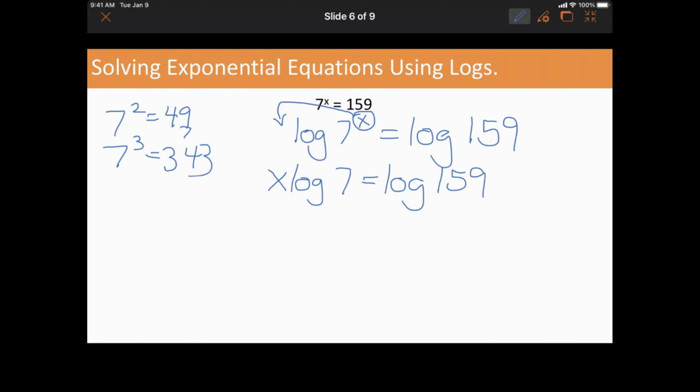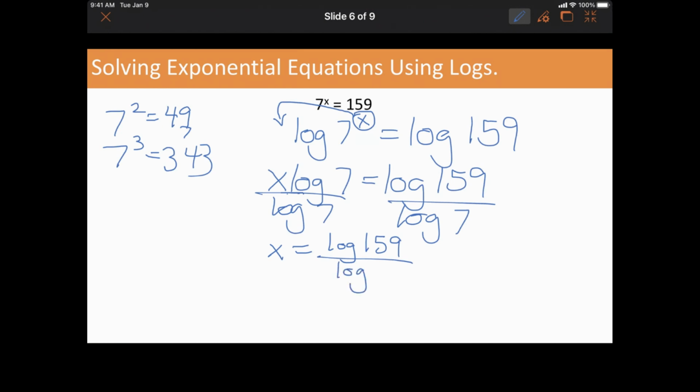Okay. So you take logs both sides. Now, once you do this, this is multiplication, and the inverse of multiplication is division. And this is our answer. This is our exact answer. Now, if we want an approximation, you're going to use a calculator, just like we did with the change of base formula, which kind of looks like that. Similar.